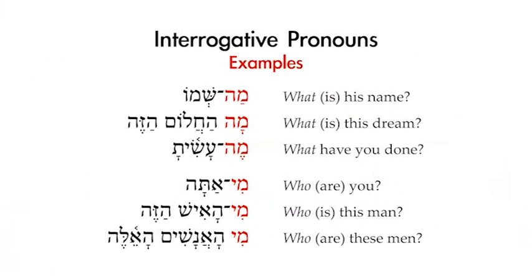Let's look at some examples of the interrogative pronoun in Hebrew. Our first three examples deal with the interrogative ma, meaning what? Ma shemo, what is his name?